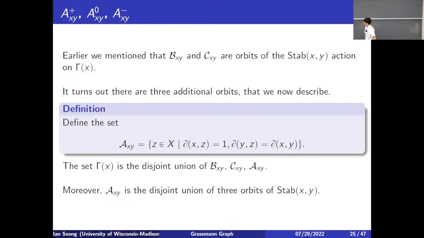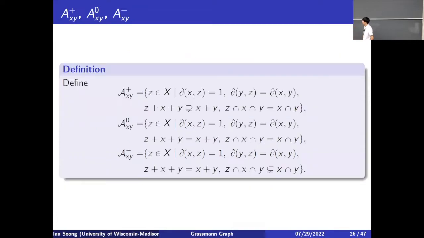Moreover, the cal Axy is the disjoint union of 3 orbits of stab xy. Now we can actually break this cal Axy further into these 3 sets. So we're going to define cal Axy plus to be the ones that actually lie in cal Axy. But then if we look at their meets and joins, we can see that Axy plus is defined to be where the intersection of z, x, and y is exactly the same as just the intersection of x and y, and z plus x plus y is a proper superset of x plus y.